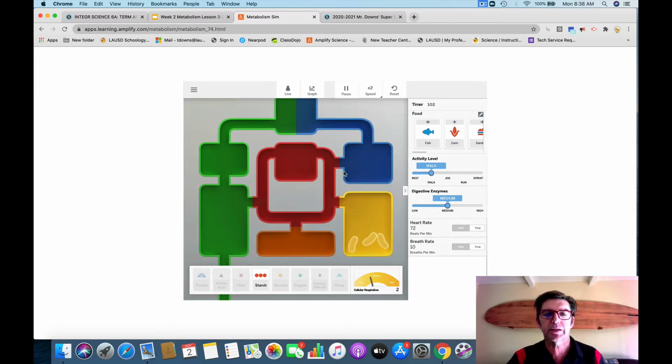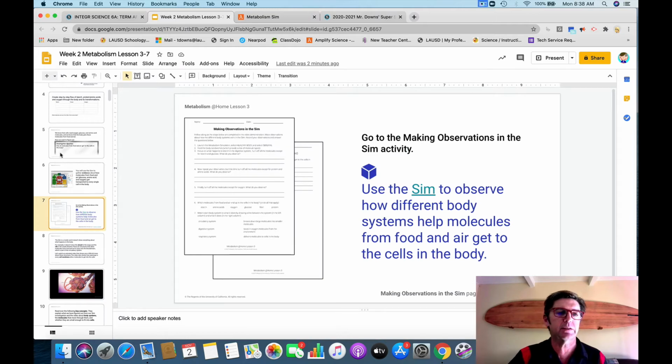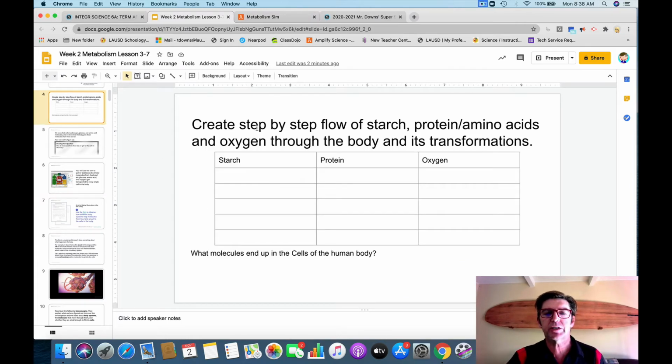Then we come back, go back to full size, hit pause, and let's get rid of starch, and then you would hit oxygen, and then find oxygen. And remember, our goal right now is, let's go back to our slide, create a step-by-step flow of starch, protein, amino acids, and oxygen through the body and its transformations. So what happens with starch? We just saw it. Goes through the mouth, goes into the stomach, goes into the intestines, goes out into the toilet. Did not see it go anywhere else.